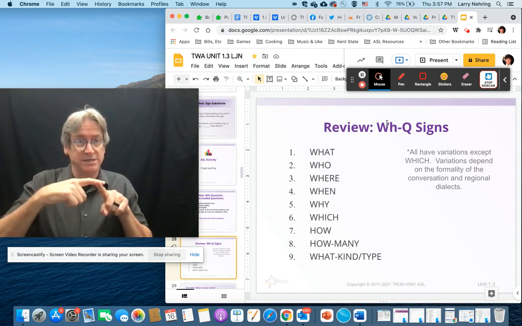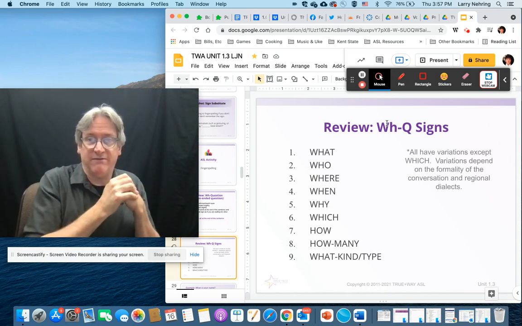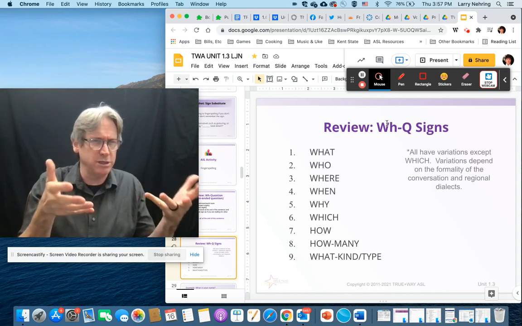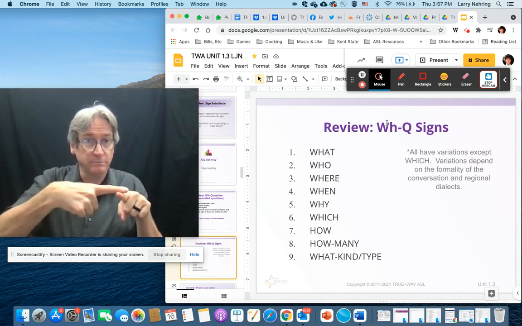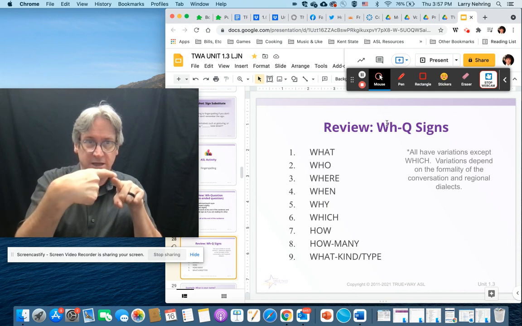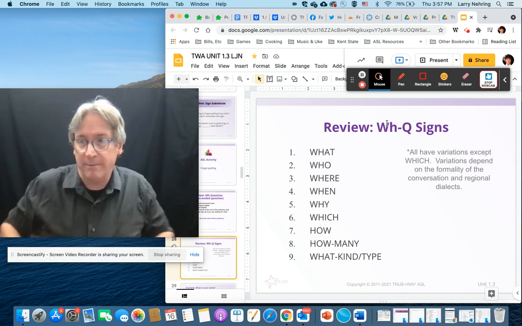When, there are two different ways to sign it. There's when, and as they say here, that all of these have variations except for which is the only one that has like one set thing. So there's when, the clock face, the hands going around the clock face, or when, like what time, at what time.